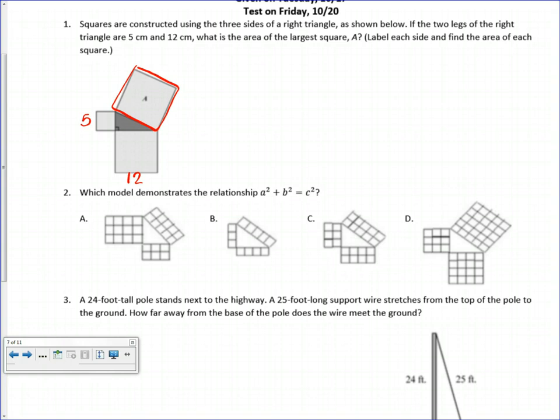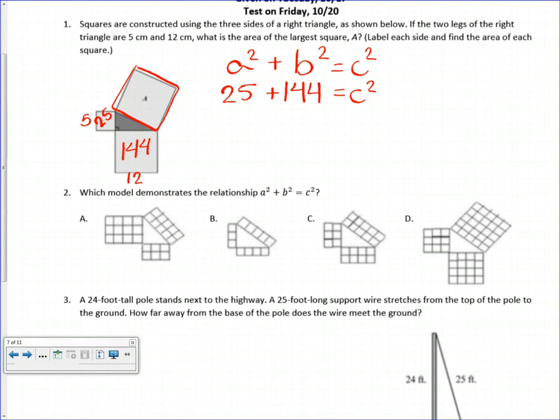So I'm looking for the area of this largest square, which is on my hypotenuse. So I'm going to use A squared plus B squared equals C squared. I know the area of this small square here is 25, and the area of this larger square on the leg is 144. So I'm going to plug those into my formula.